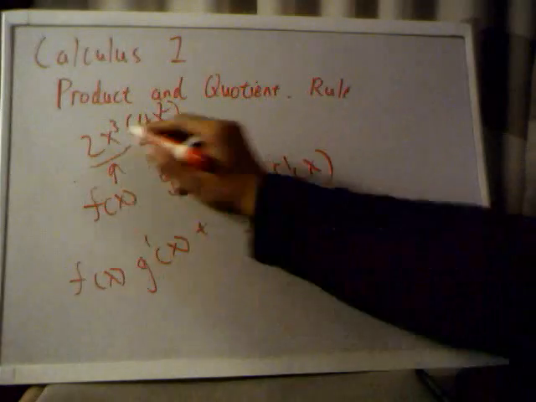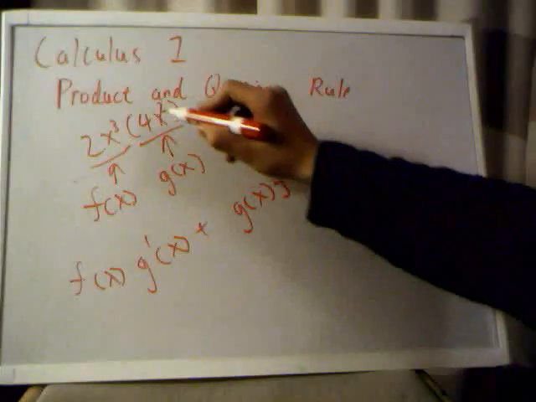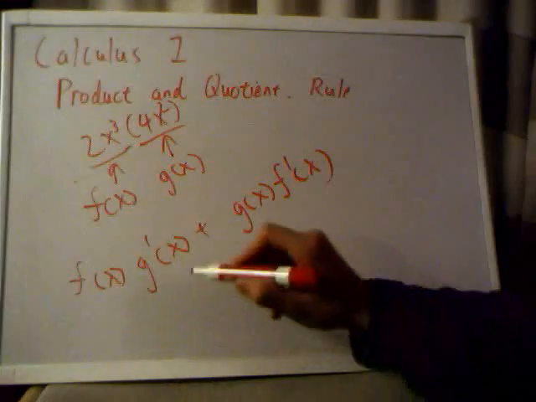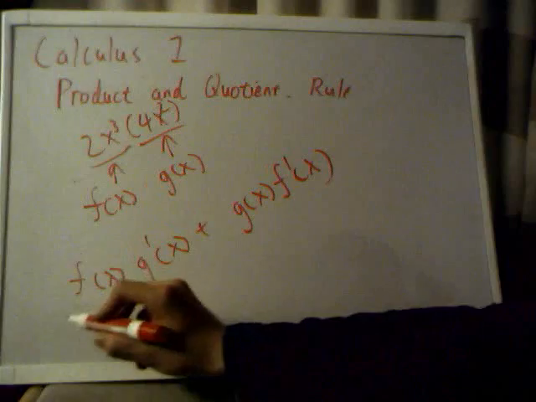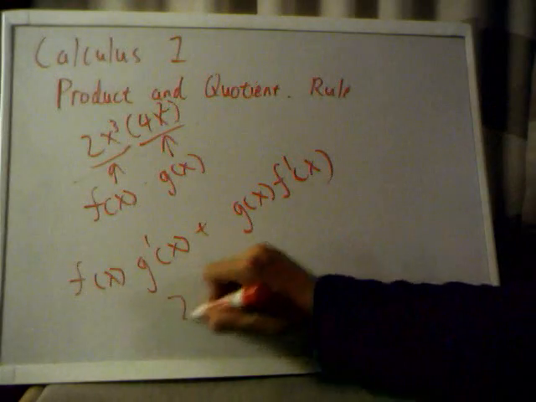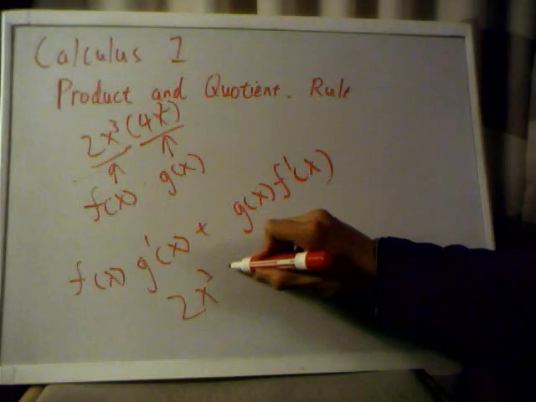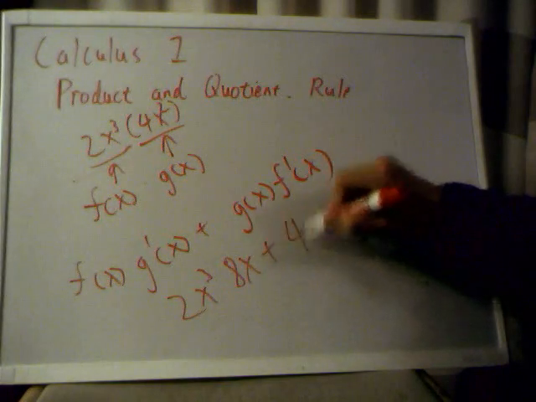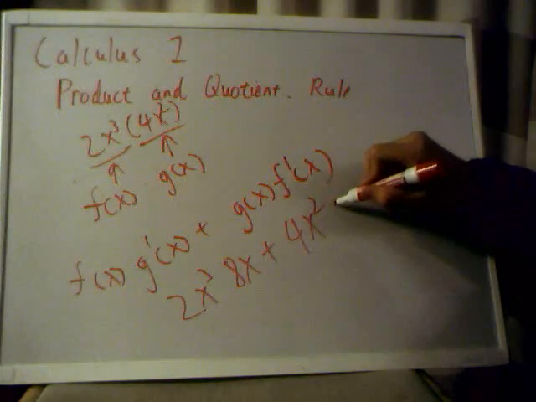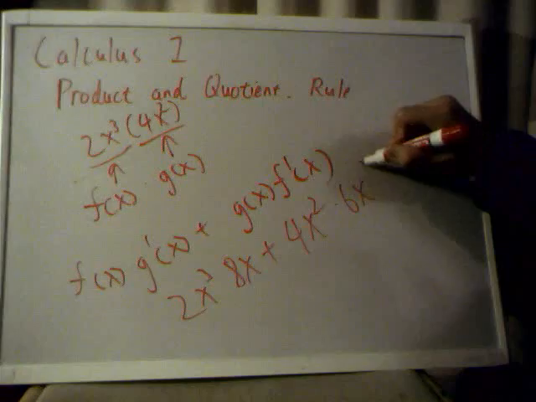For this example, f of x is 2x to the third power times 4x squared. This is your first function, and this is your second function. Going by the product rule, you have the first function 2x cubed times the derivative of the second function, which is 8x, plus the second function 4x squared times the derivative of the first function, which is 6x squared.